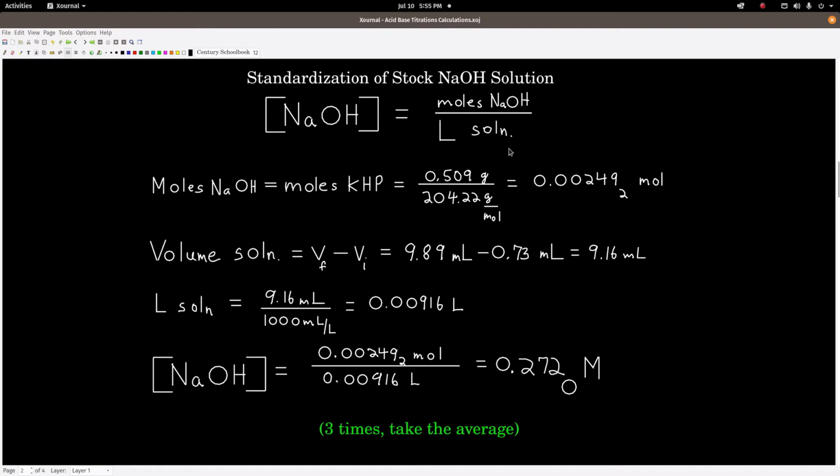To get the liters of solution, we find the volume of solution added, and remember, we use the burette, so the volume of sodium hydroxide solution added is just the final volume minus initial volume. These are my numbers, final minus initial. I get this volume added. I need it in liters because of the molarity, so I just take the volume in milliliters divided by 1,000 milliliters per liter, and that gives me the volume in liters. Dividing these 2 numbers, I have the molarity of my sodium hydroxide, 0.272 molar.